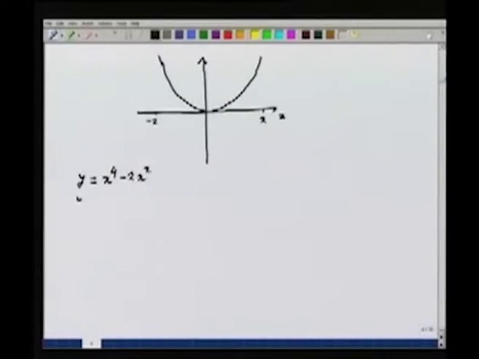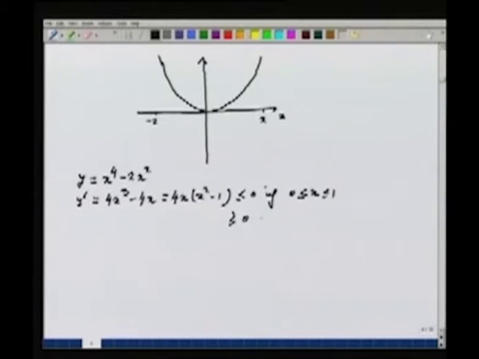First the derivative, that is y prime, that is 4x cube minus 4x, that is 4x into (x square minus 1), which is less than 0 if 0 is less than or equal to x less than or equal to 1 and bigger than or equal to 0 if 1 is less than or equal to x less than or equal to 2. So the function, first from 0 to 1, is a decreasing function, and then it increases.